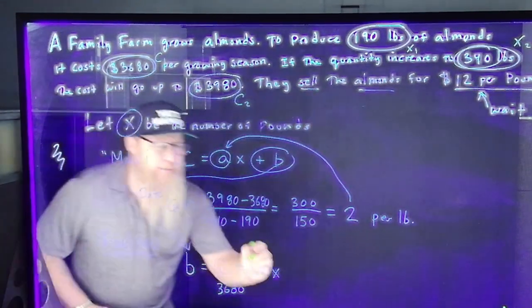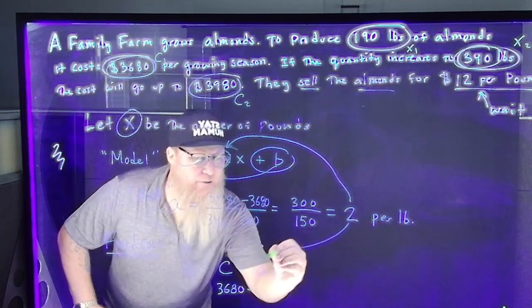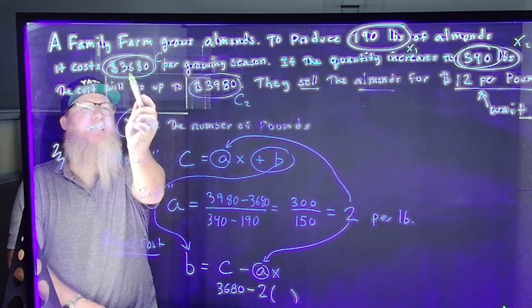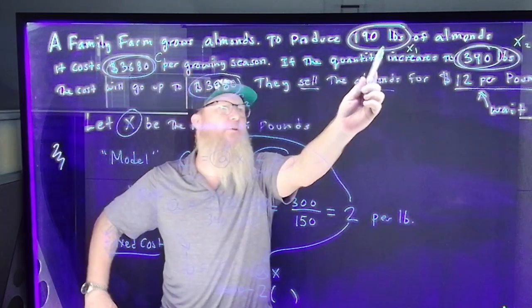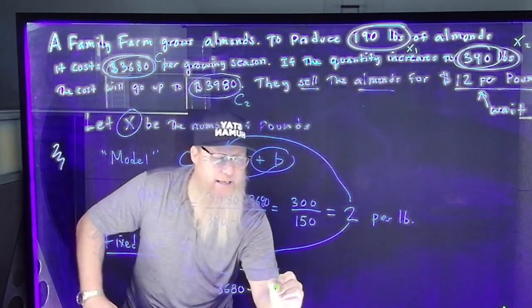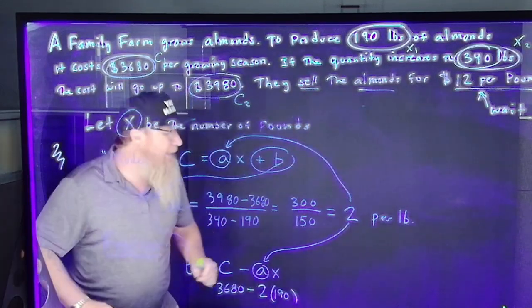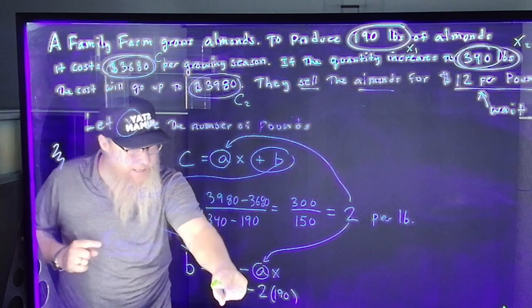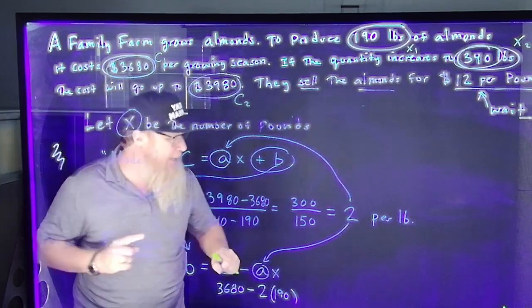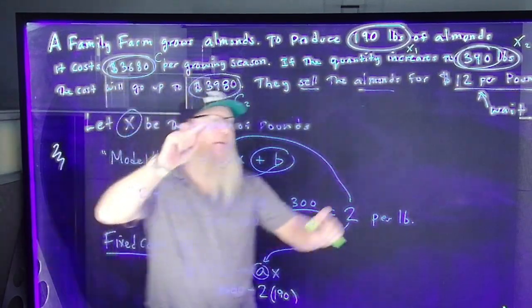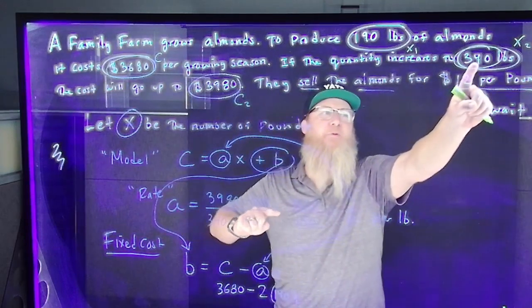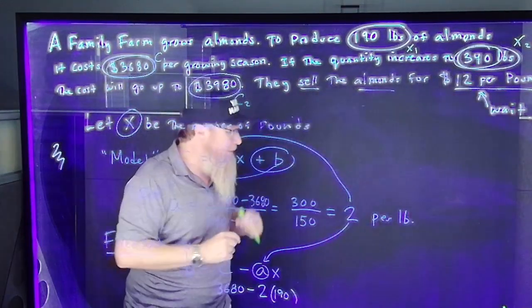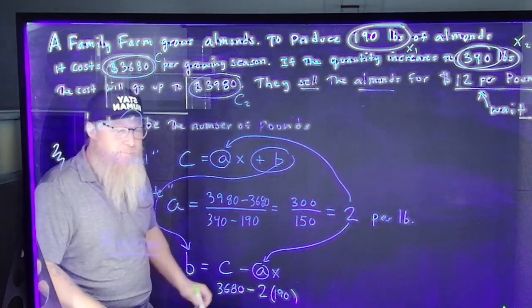I know that my A is $2 a pound. Now, if I choose 3,680 as my cost, then I have to use the corresponding 190 pounds. It really doesn't matter which pair you pick, but you must pick its associated number of pounds. For example, you wouldn't want to pick 340 pounds but then pick a cost that doesn't associate with that. They have to correspond to each other.